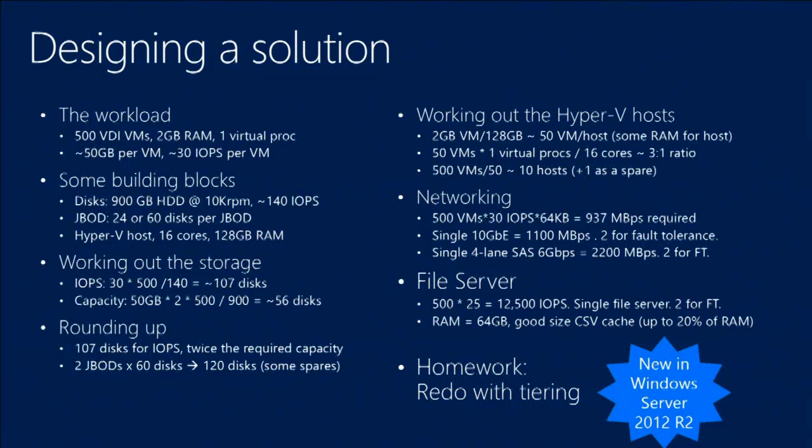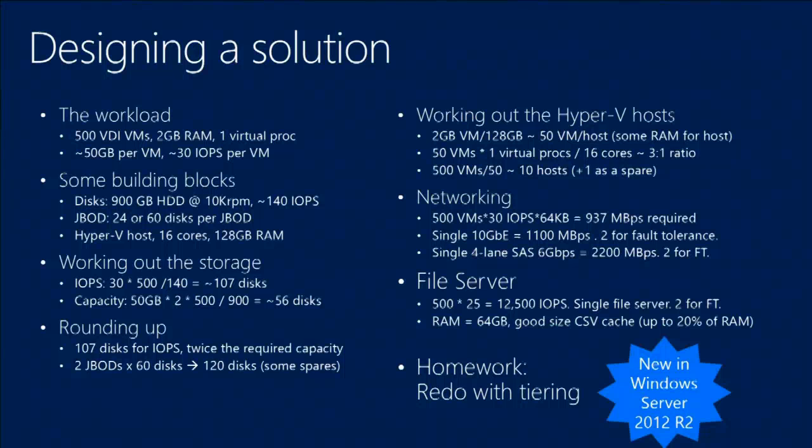So first of all, in terms of IOPS, if you need 30 IOPS per VM and you have 500 VMs, and each of your disks can give you 140 IOPS, based on IOPS alone, you need 107 disks for this configuration, okay? So it's 30 IOPS times 500 VMs divided by 140 IOPS per disk.